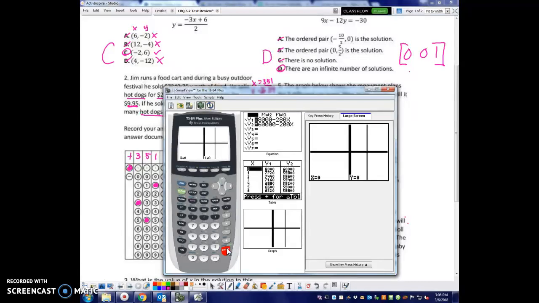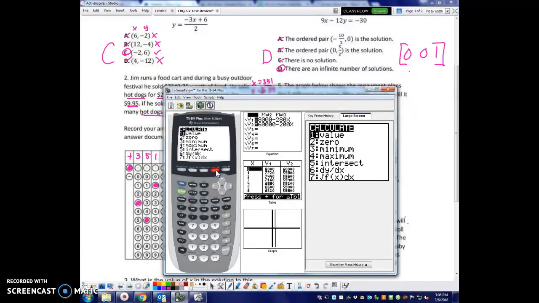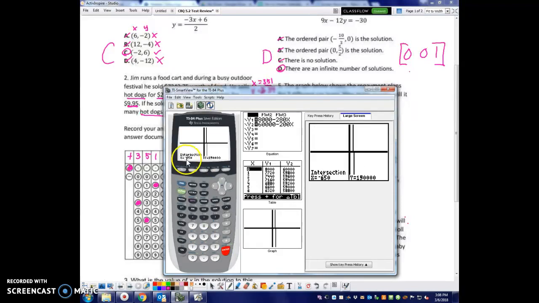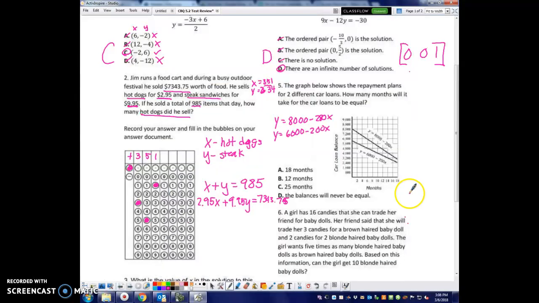Okay, we have 2 lines now. Let's try enter one more time. Okay, let's see if we can see it. So, second, trace, 5, enter, enter, enter. It says it crosses at -650 and 150000. I think we might have typed something in wrong.